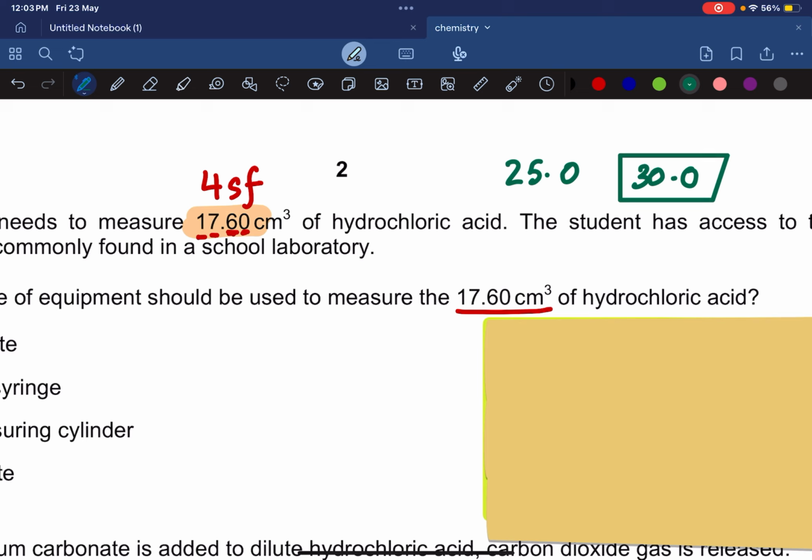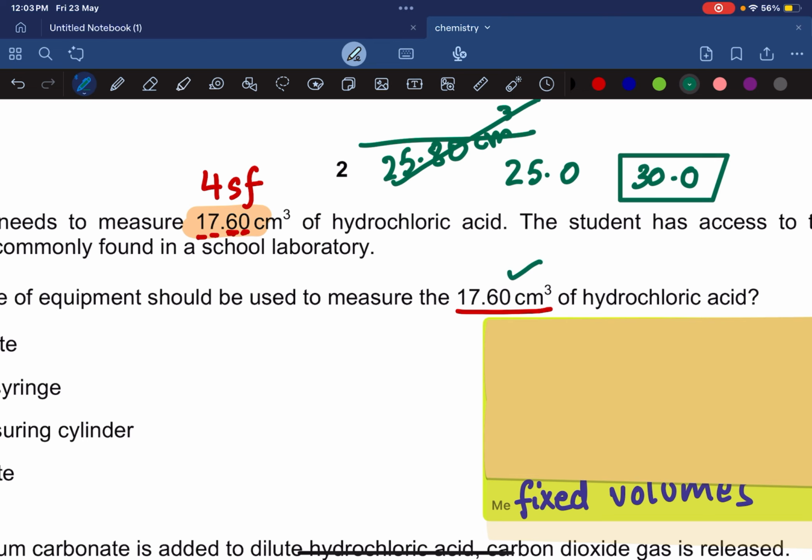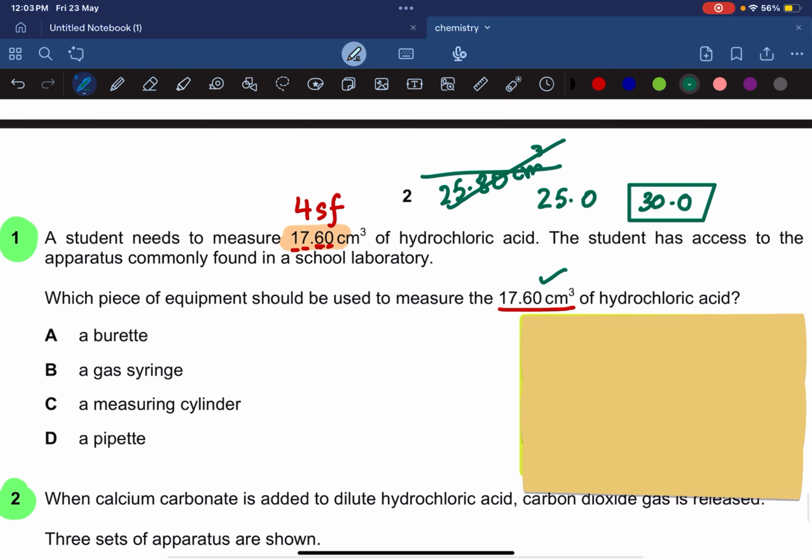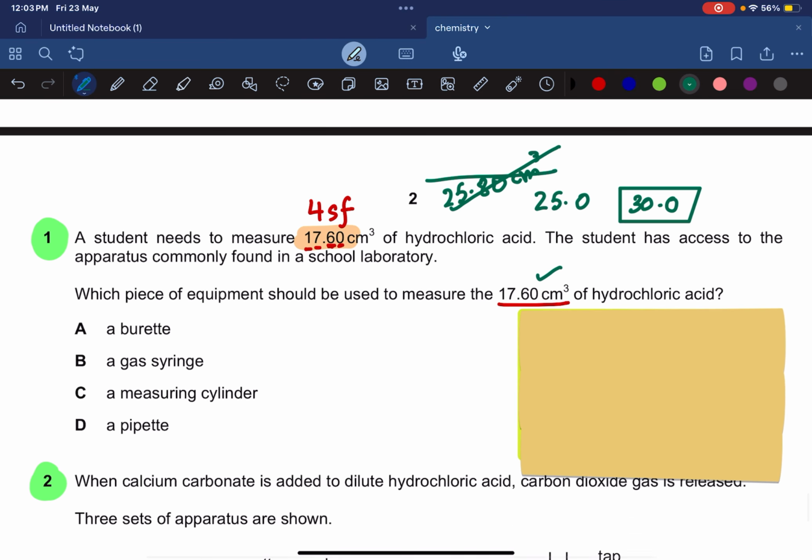For a random volume, for example 25.8 cm cube, a pipette won't be able to measure it, because it's not an exact volume for which you would commonly have a pipette in your laboratory. This one, 17.60, is a very random number, so you don't have an exact volume for it. That's why we are not going to use a pipette for it. We're going to cross the pipette.